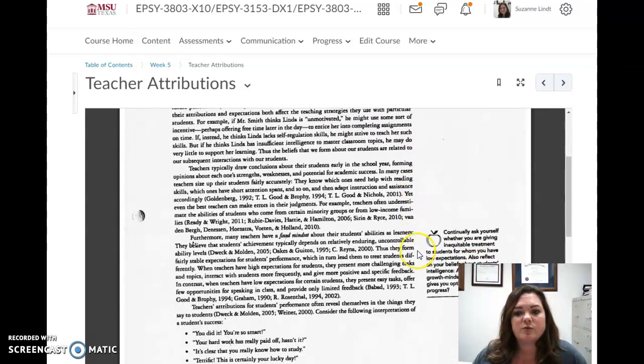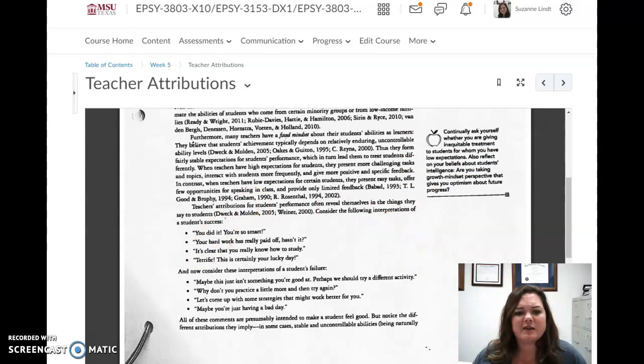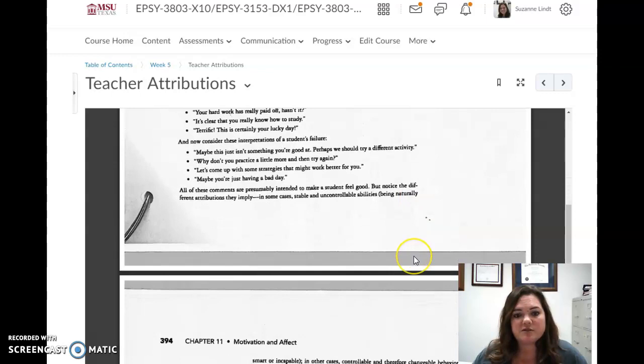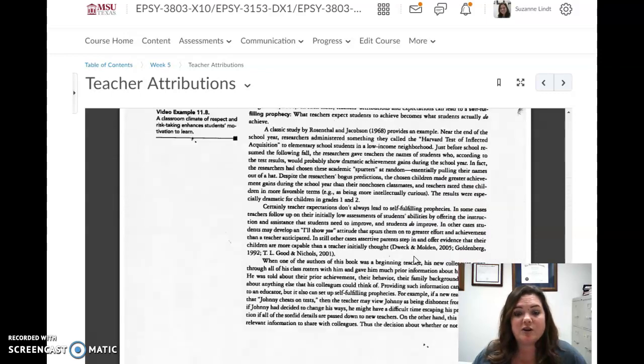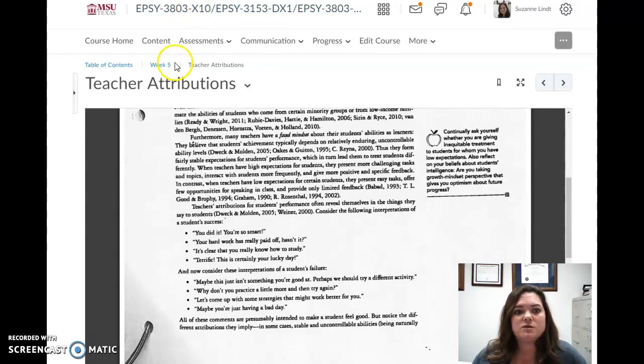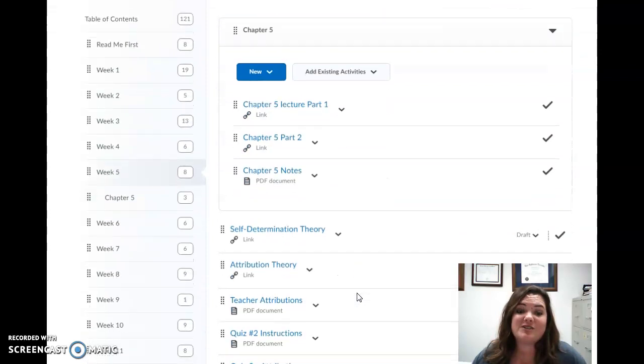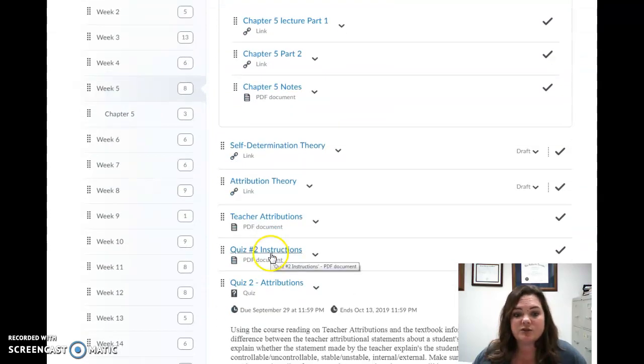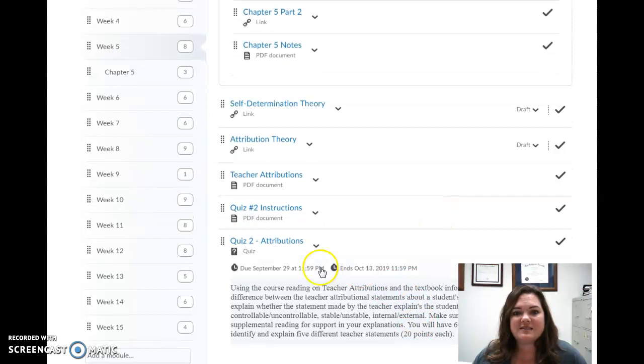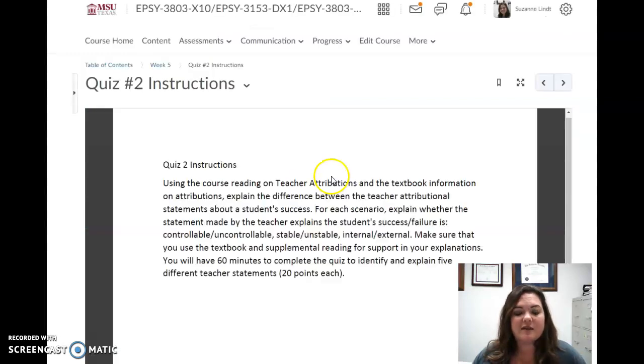So be sure that you read these couple of pages, paying specific attention to what teachers may say to elicit particular types of attributions, because that's what your quiz will be over. So when you go back here, I have posted instructions for the quiz 2. And I can see them here, but I don't know that you can. But as a reminder, the quiz is due at the end of the week on the 29th.